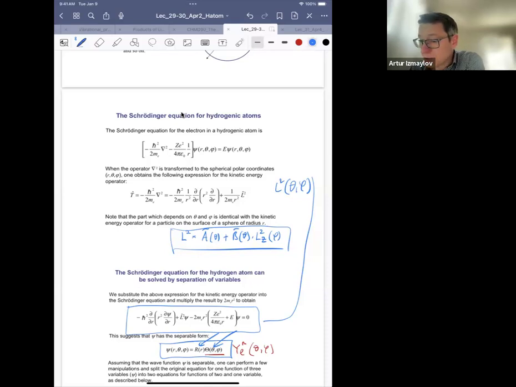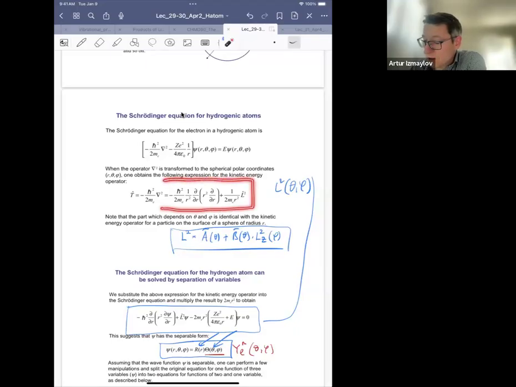But if we do all these tedious calculations of what the kinetic energy is in the curvilinear coordinates, this simple thing in Cartesian coordinates, which is a sum of second derivatives, becomes something else in the curvilinear coordinates. Curvilinear is a more general term for spherical, polar, or any other coordinates, because they're nonlinear functions of x, y, z, right?